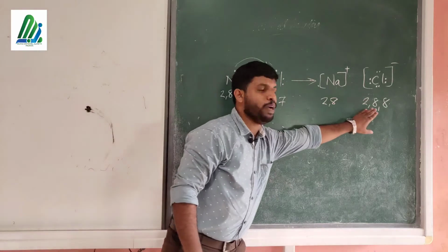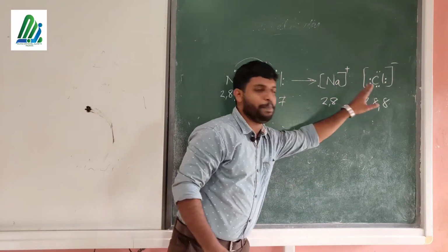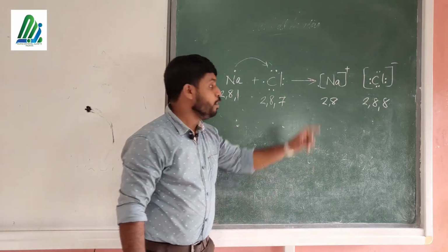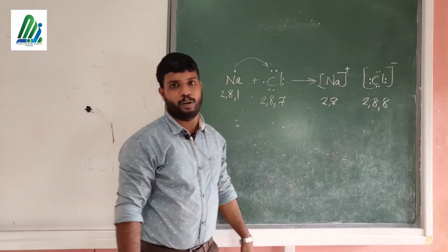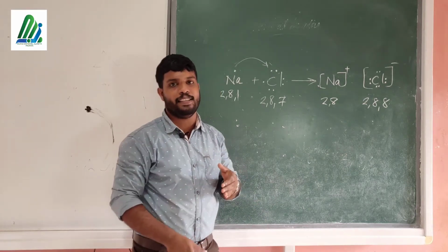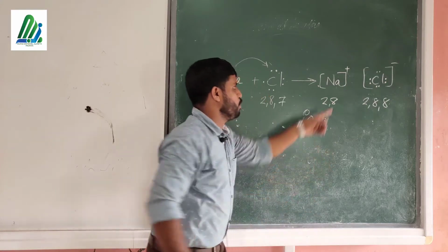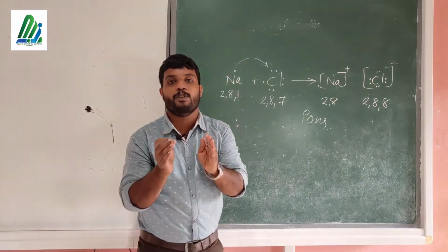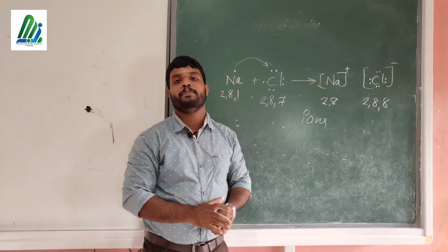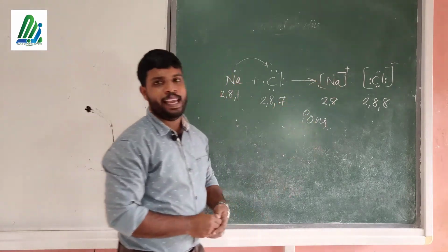Now these two atoms have attained stability by donating and accepting an electron. So there is a positive charge on sodium and a negative charge on chlorine. An atom that gets a charge is known as an ion. So this is a positive ion and a negative ion. There is an electrostatic force of attraction between the atoms.